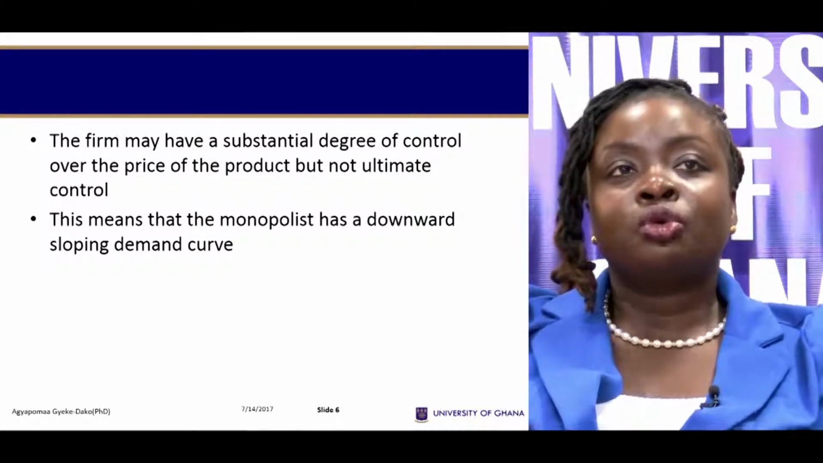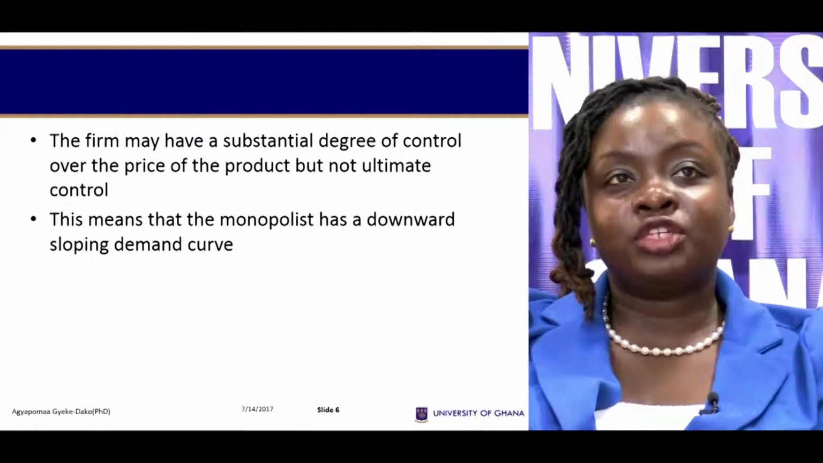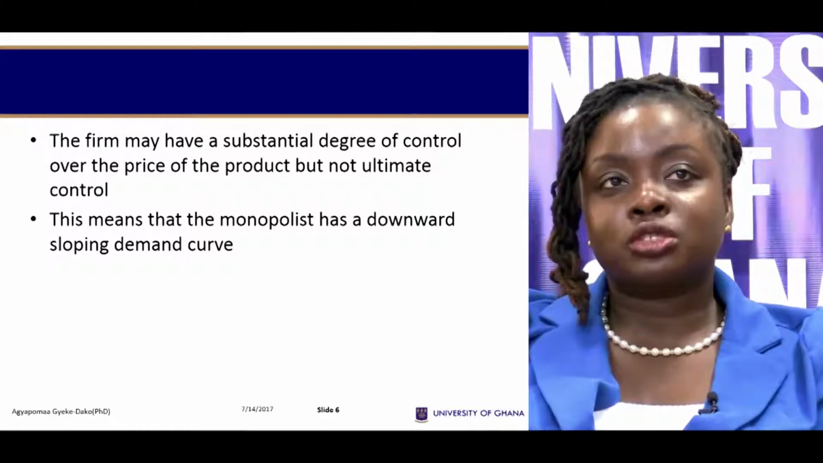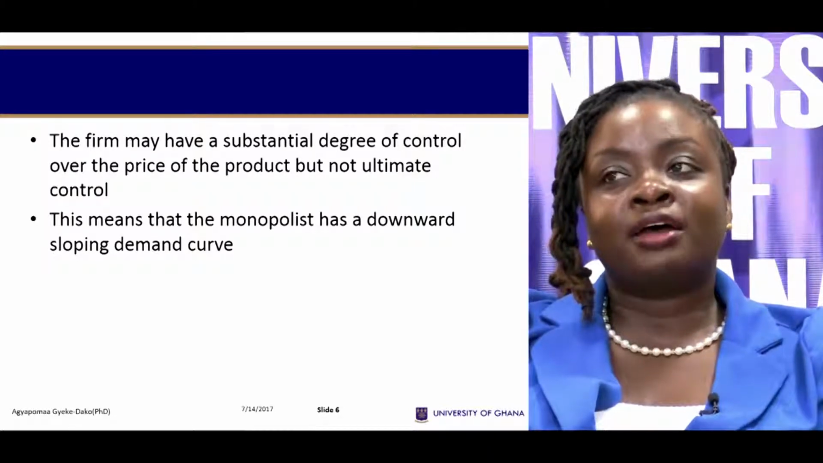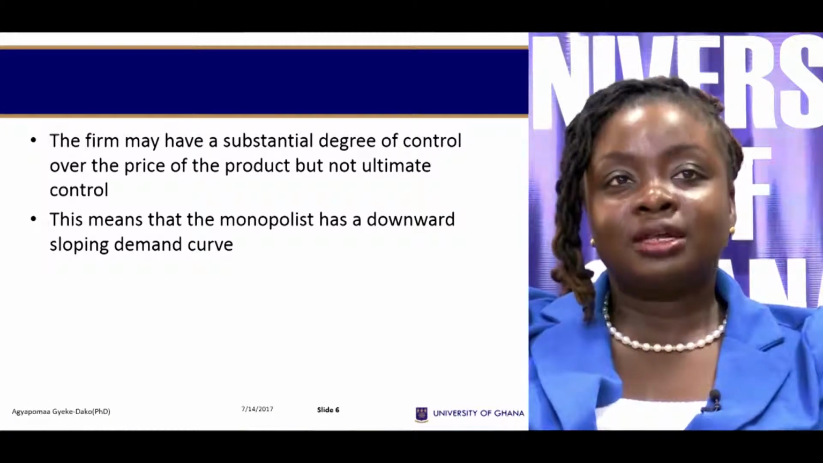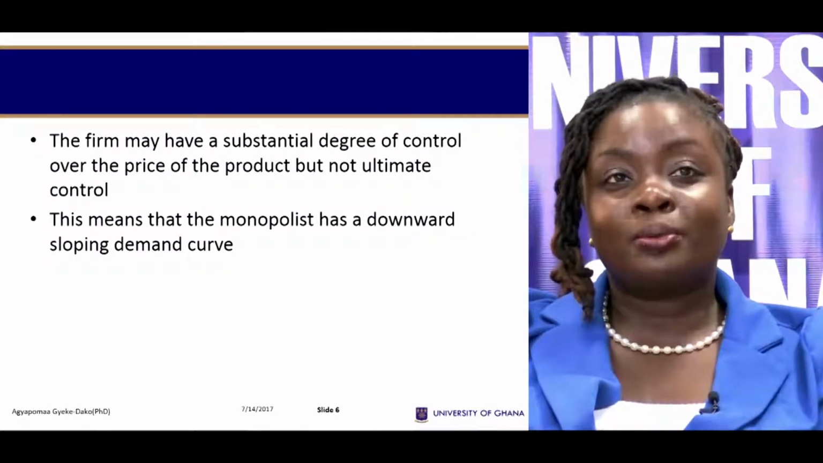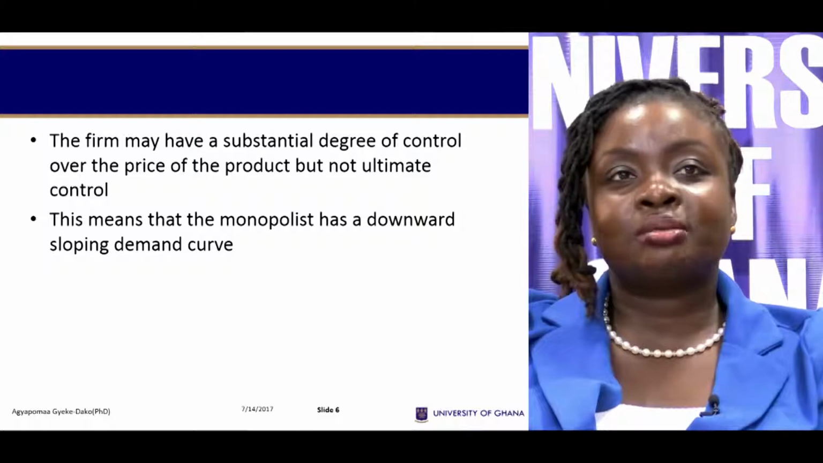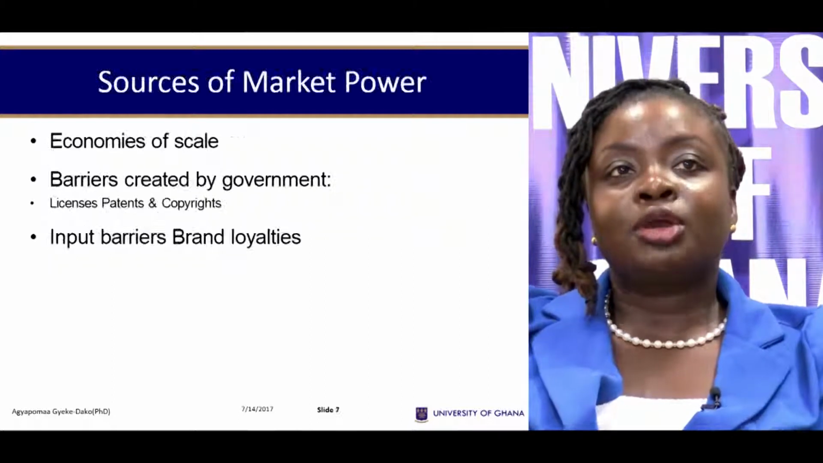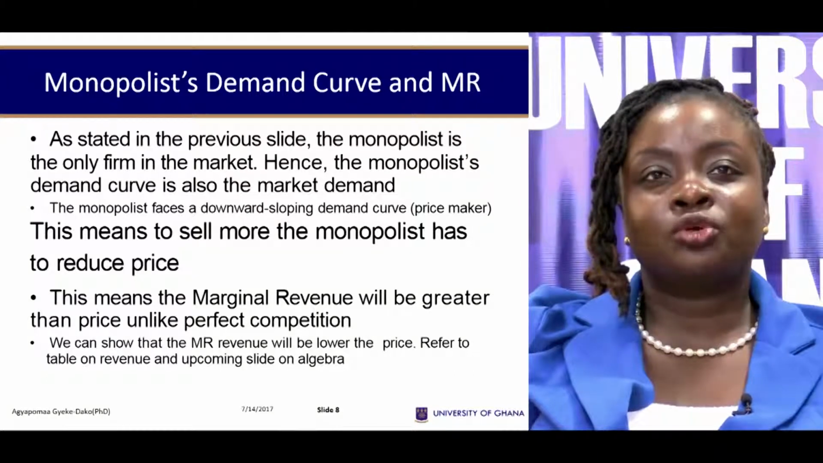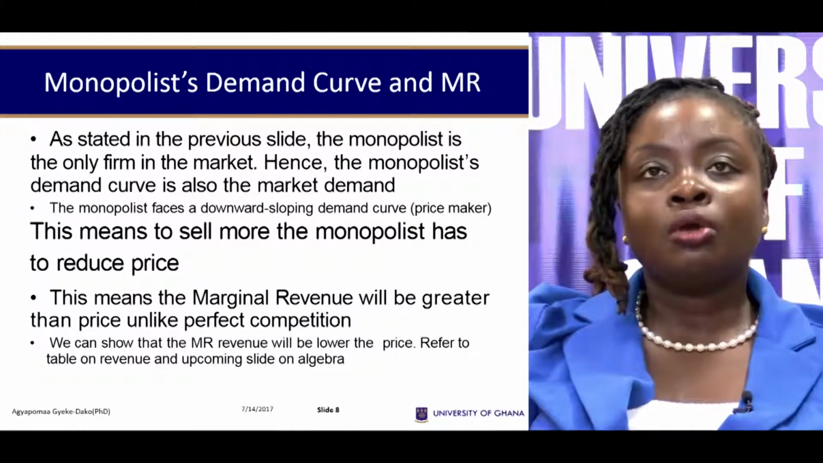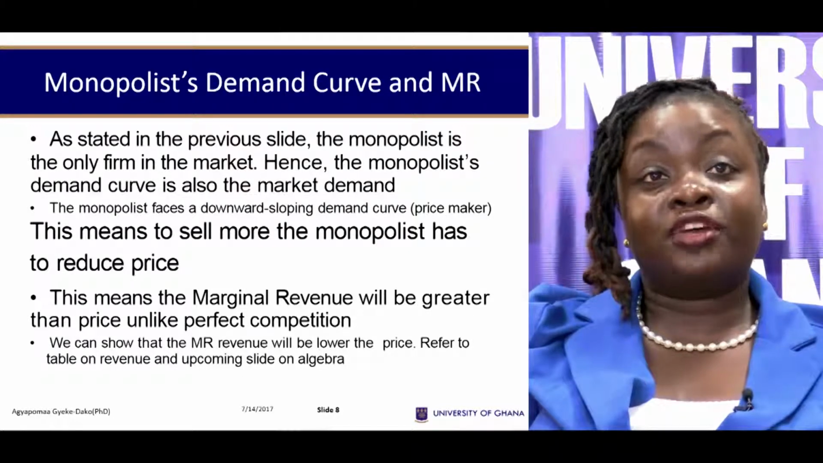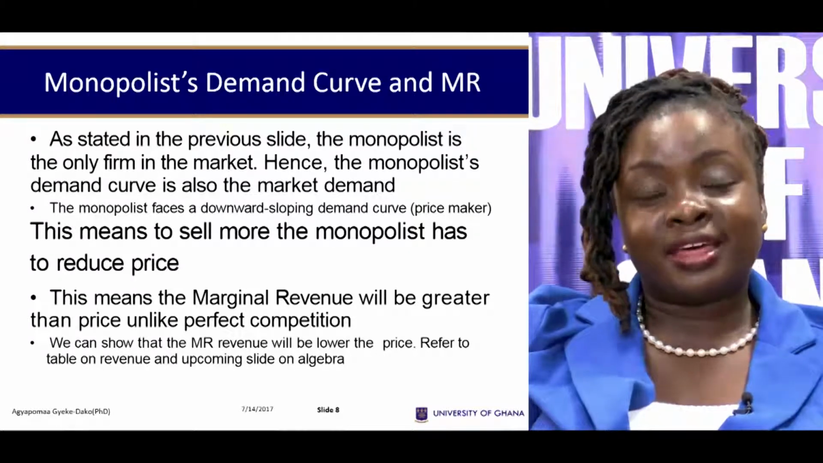And for that reason, we would have the demand curve, which is the same as the average revenue curve and the same as the price curve, sloping downwards. So unlike the perfectly competitive firm, where we have the demand curve being horizontal, under this circumstance we have the demand curve sloping downwards. And remember, the demand curve is the same as the price curve, which is the same as the average revenue curve. Because the firm here has a substantial degree of control over the price of the product, we are going to be seeing the firm's demand curve sloping downwards, and that firm is a price maker.